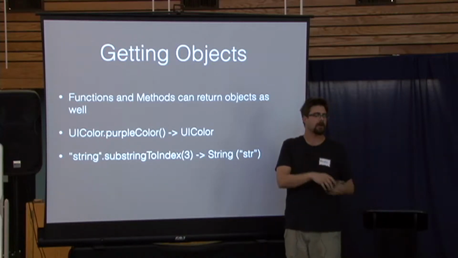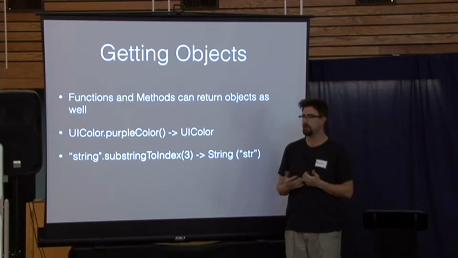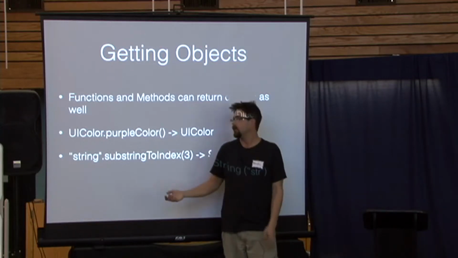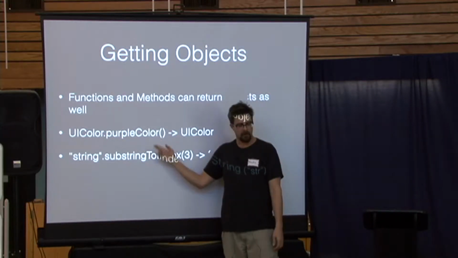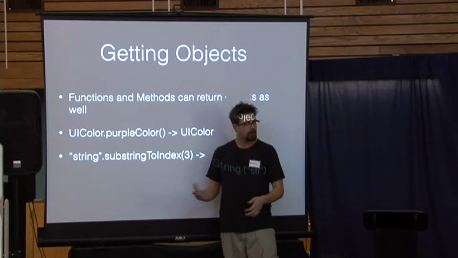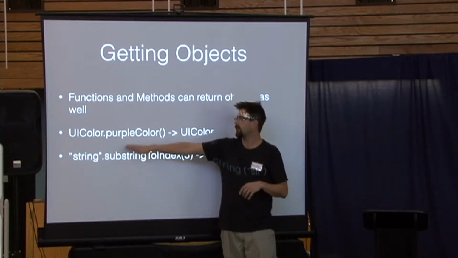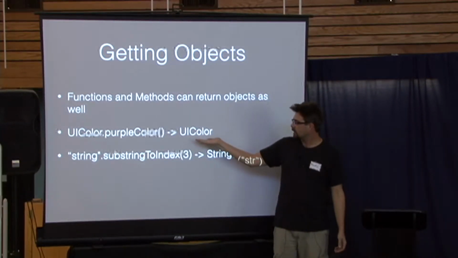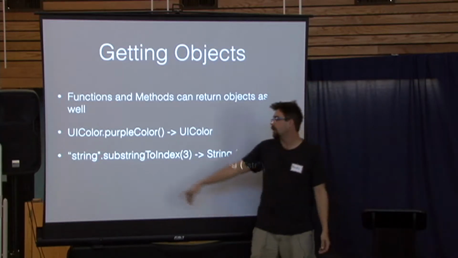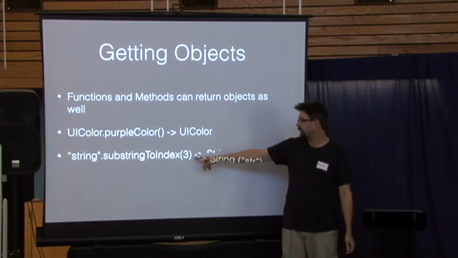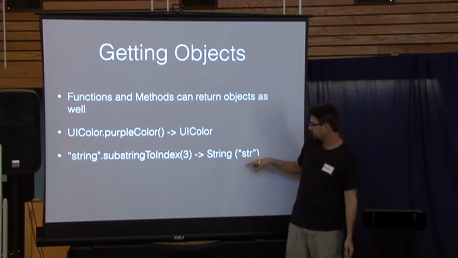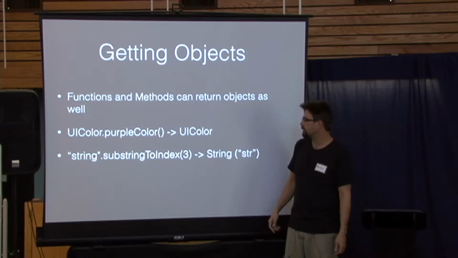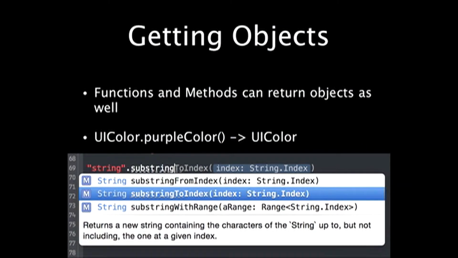But besides constructors, we can use other mechanisms to return objects. This is an example of a convenience mechanism, so that every time I call purple, I can get exactly the same purple. And so can everybody else. This is part of the standard library. So this UIColor.purpleColor returns a UIColor object. String, substring to index 3, returns a string, in this case, str. And we'll get into indexing when we get to arrays.